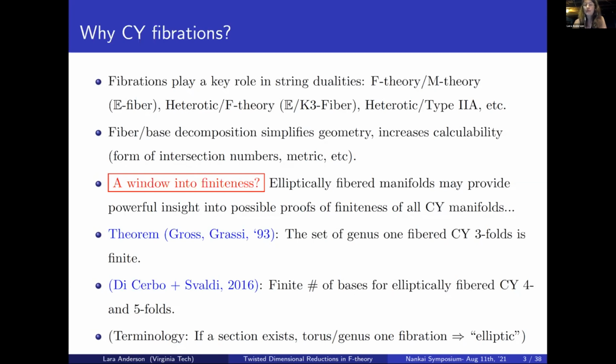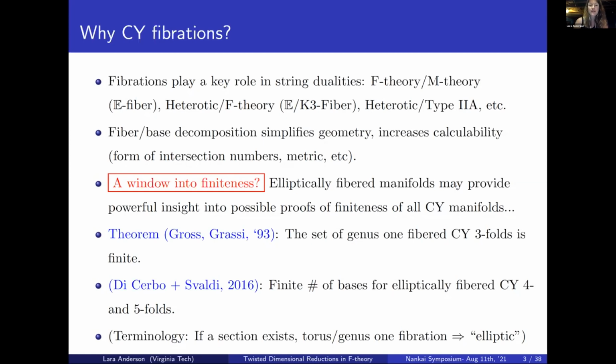In addition, being able to describe a given geometry as a fibration significantly simplifies the geometric description in that you can build the pieces of a fiber and a base independently, and this increases calculability. It allows you to infer information about the topological invariants that I just referred to, for example, intersection numbers. It constrains the form of the metric. So it enters into many possible questions that one would like to address geometrically.